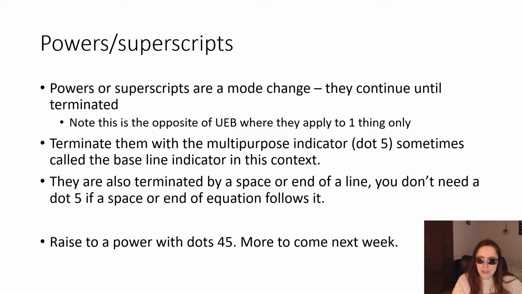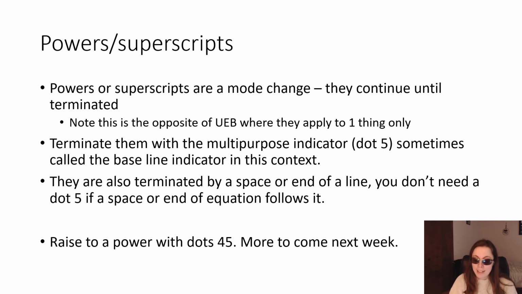Powers and superscripts are a mode change in Nemeth. So you're writing along on your baseline and you go to a mode change that says now you're writing in a superscript, you're writing up above. And that continues until it's terminated. If you've already studied UEB Technical, this is exactly the opposite. UEB Technical says this only applies to the next one thing. In Nemeth, it's salient. It sticks there until you turn it off. So you've turned on go up a level, and there you stay until you say come back down.